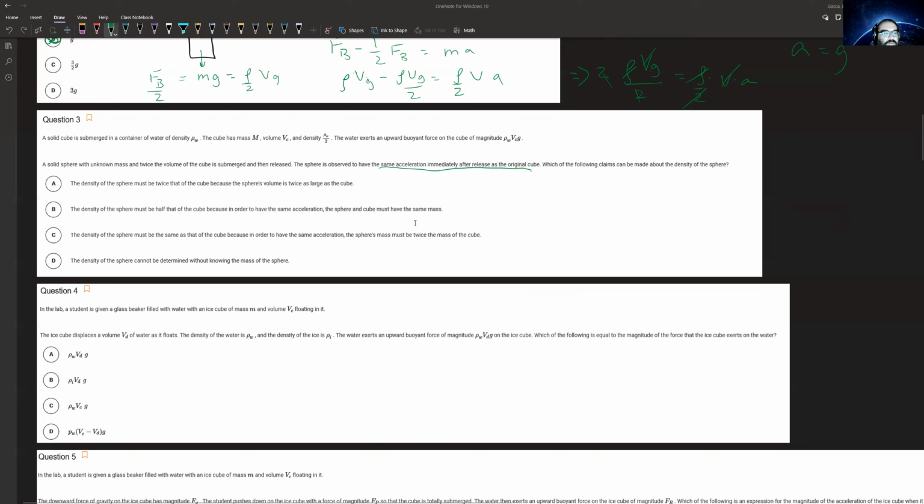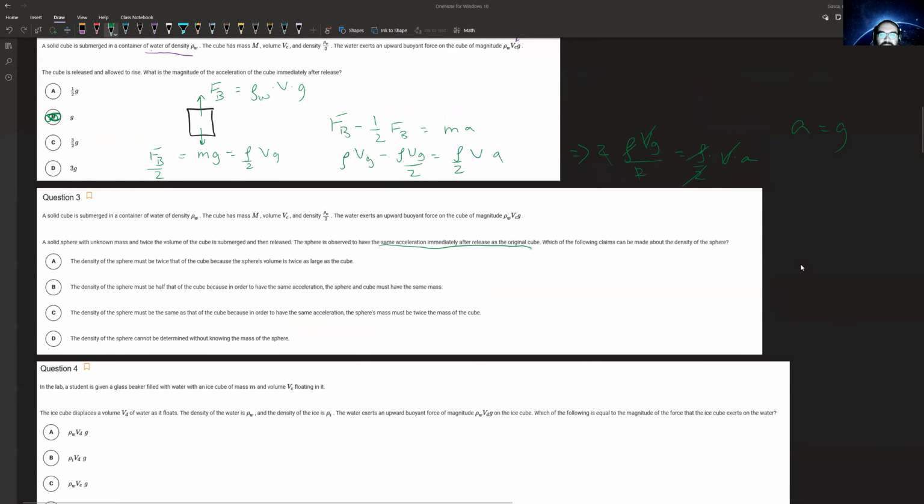Alrighty. So if it has the same acceleration as before, what we saw was that the acceleration was given by the density of the water times g minus the density of the material cube times g.